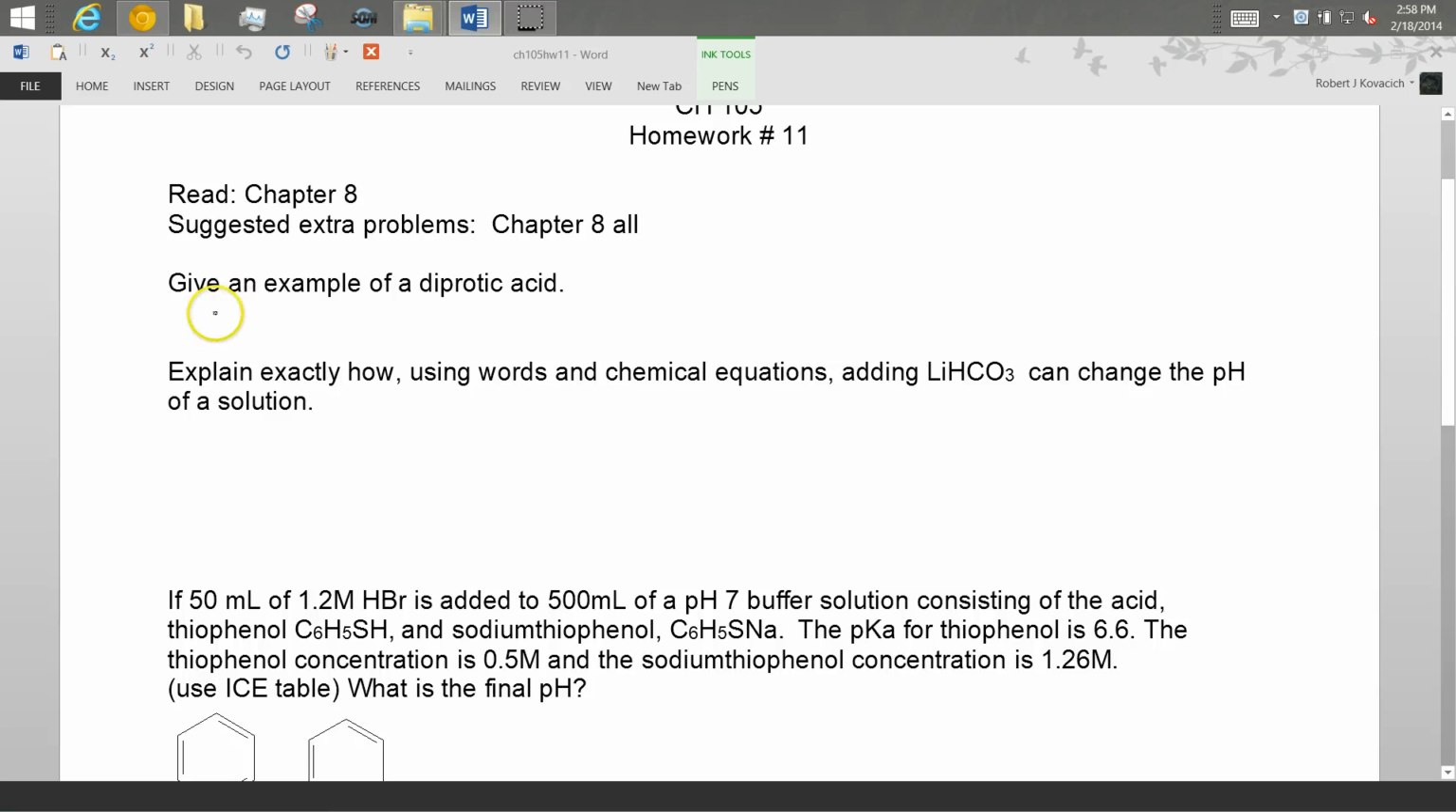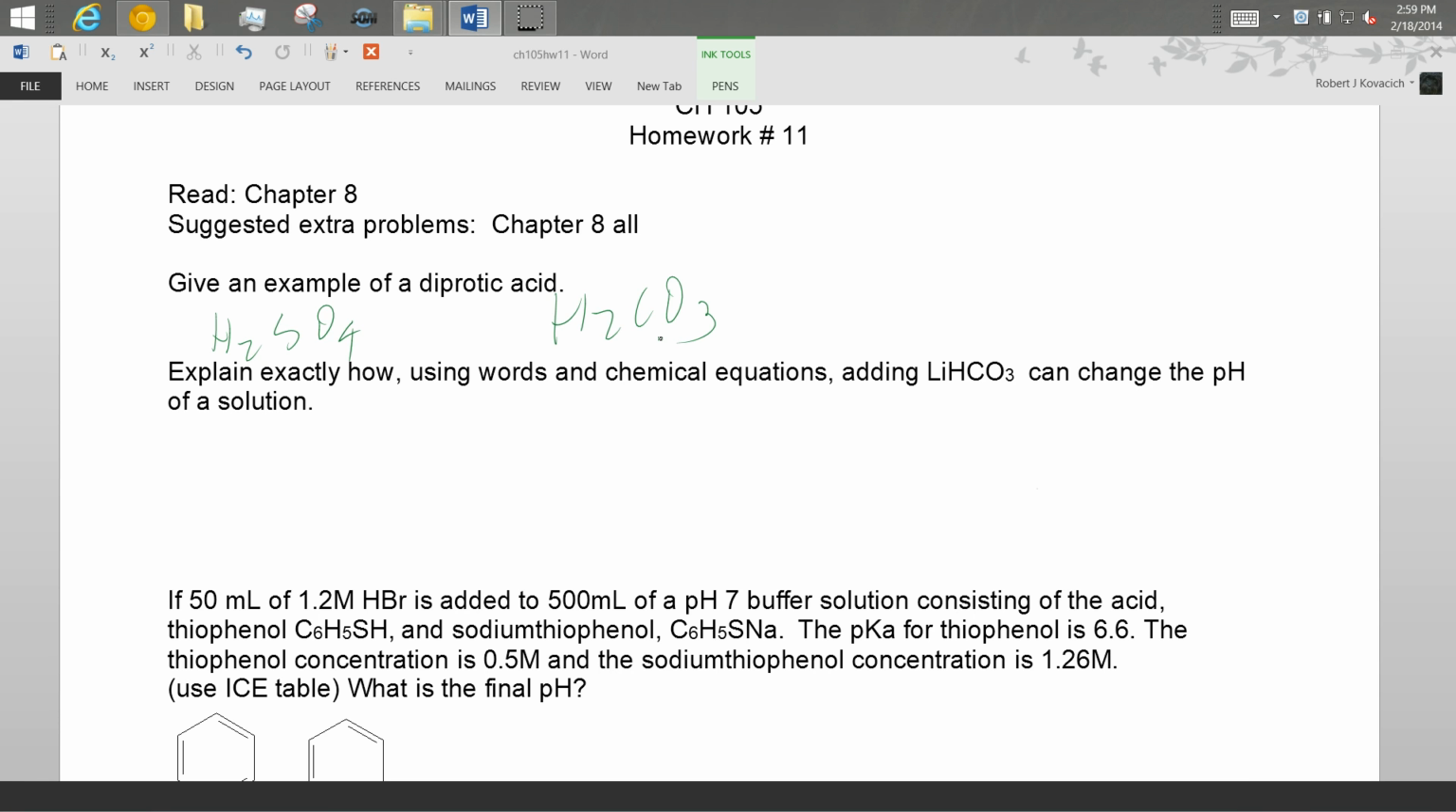I heard sulfuric acid, so H2SO4. Another one? H, what? No, that's not an acid. What is that thing? That's a polyatomic ion, so that guy's out. How about that one? Carbonic acid. So anything that's got two H's that are going to pop off and not charged.